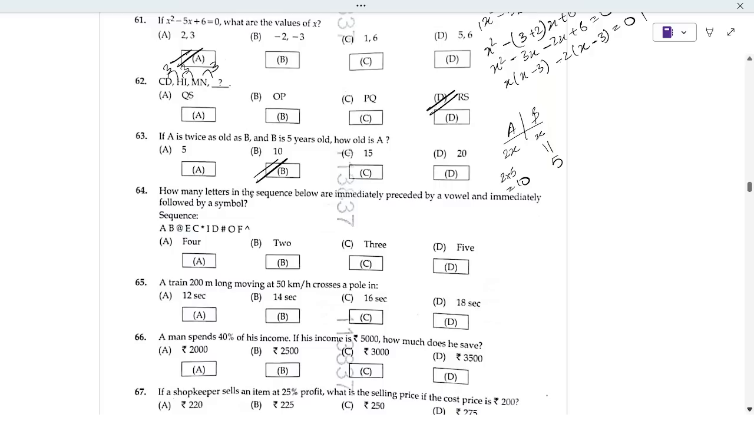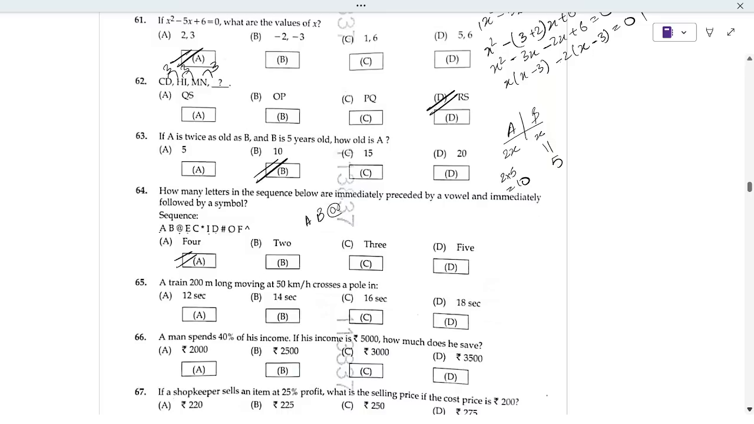How many letters are in the sequence? Now here, this is again an alphanumeric series, reasoning. They're asking us to find the letters. How many letters, let's say any letter, let's say B, which are immediately preceded by a vowel. Vowels means A, E, I, O, U. And immediately followed by a symbol. So here: vowel, any alphabet and symbol, 1. Vowel, any alphabet, symbol, 2. Vowel, 3, and then we have 4.